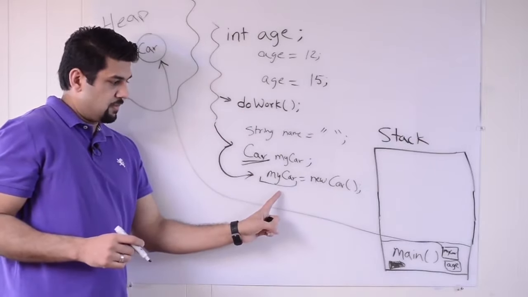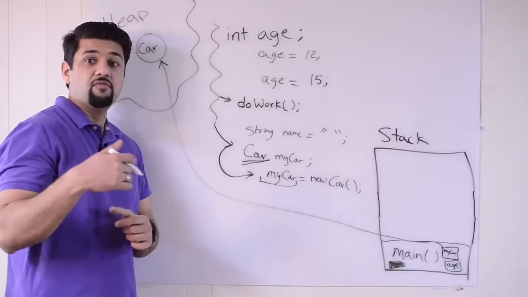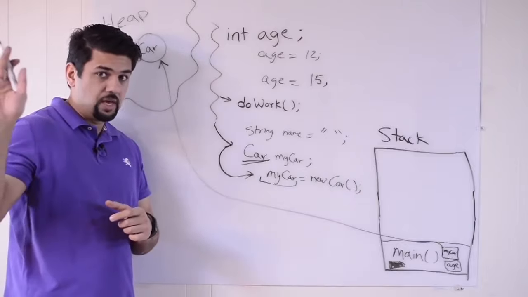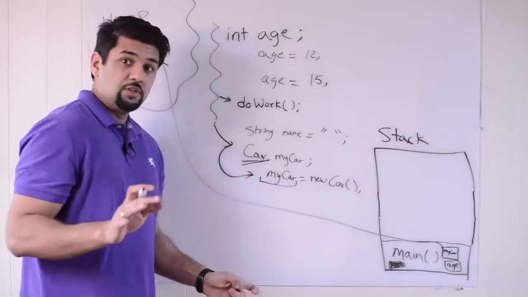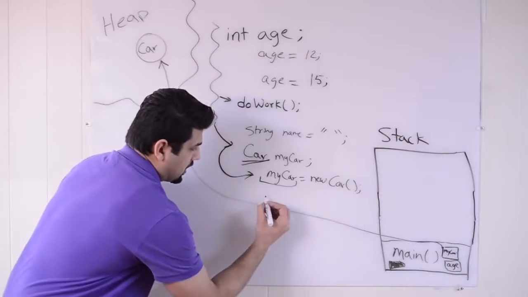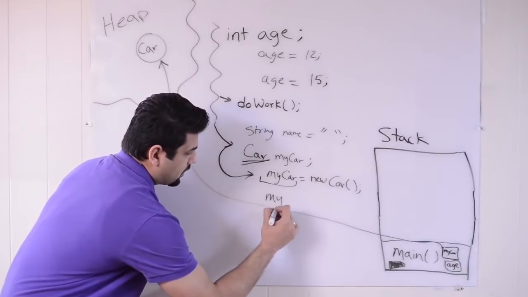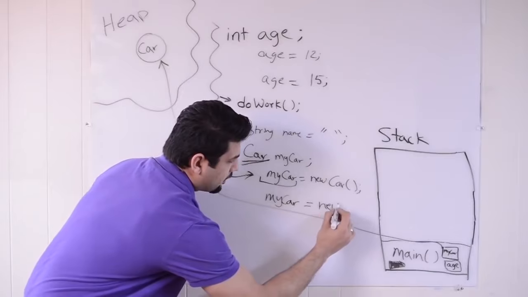In this case, myCar does not contain the actual object. It contains a reference, right? The address in memory where that object is located. That's what this guy contains, right? So if I was to assign myCar to some other object, let's say on the next line, myCar is equal to new Car again.